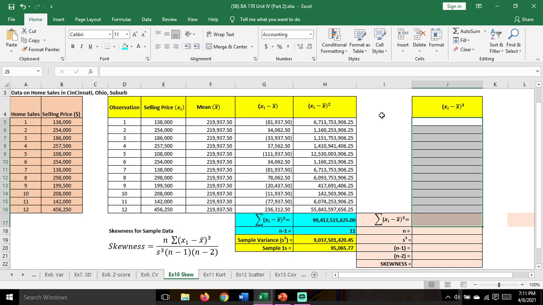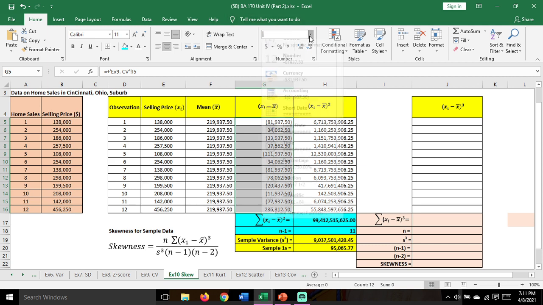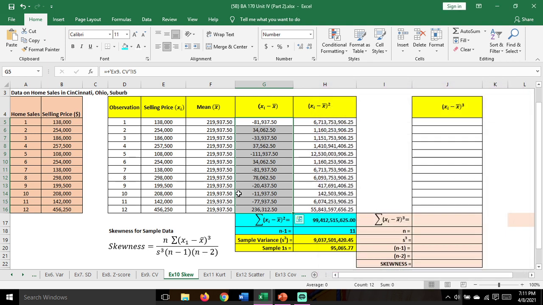In our Excel, we have your deviation, this part: x sub i minus x bar. Remember, this is already computed in your standard deviation. Now, remember, we need our standard deviation here. That's why we need to compute for the sample variance, and then we get the square root.